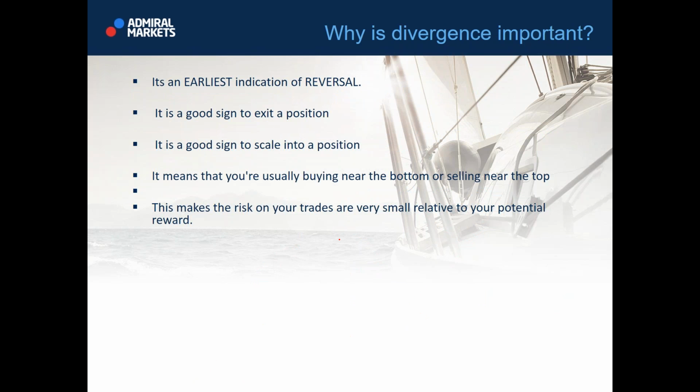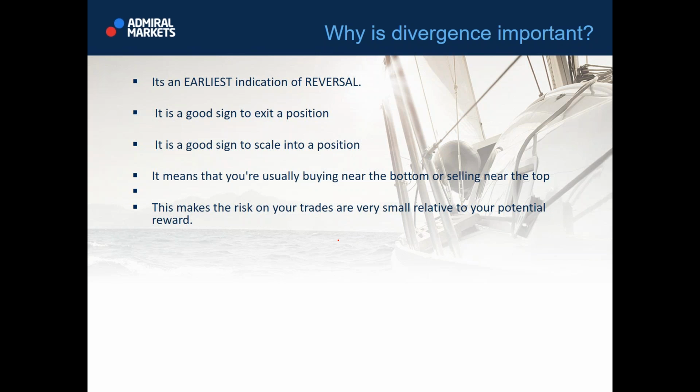Why is divergence important? Because it's the earliest sign or indication of reversal. It's your early cue that we might see a retracement or reversal, the earliest cue that the price will change direction. It's very important, especially if you trade intraday, because on intraday your targets are usually between 20 and 50, 60, 80 pips. So if you see divergence, then you know that it's time for you to protect your trade or exit or scale out.